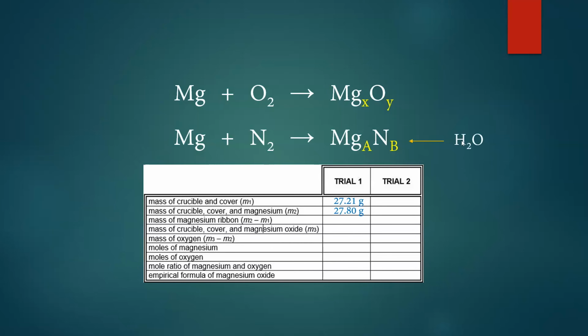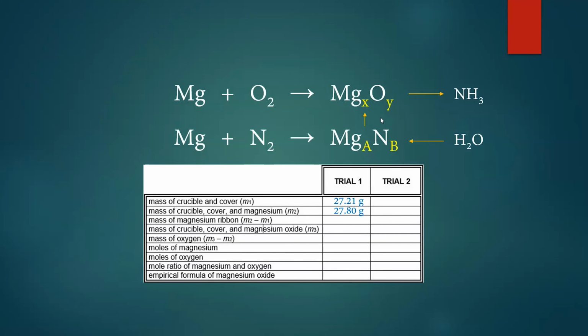What we're going to do is add some water. So once you've finished burning the magnesium and the oxygen, let the crucible cool off, and we'll add 10 drops of deionized water to the crucible. Any magnesium nitride that's present will immediately be converted to magnesium oxide, and at the same time it will produce a byproduct of ammonia. If you take a whiff of the crucible after adding the water, you'll notice that telltale smell of ammonia.